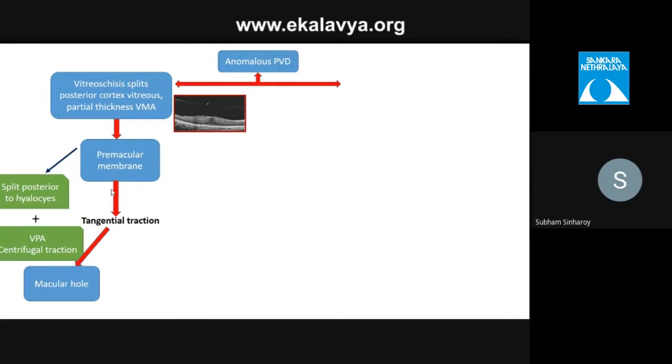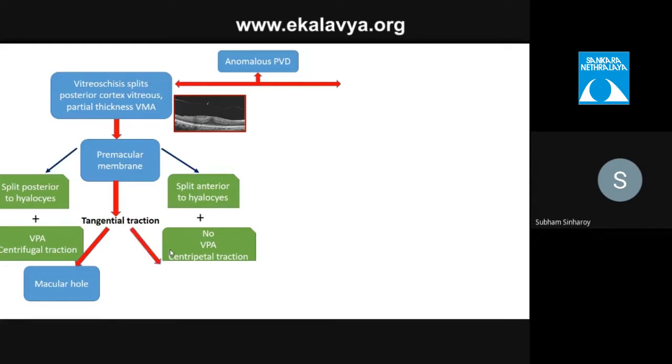But if the split is anterior to the hyalocytes, the hyalocytes will be left over, which means it will leave behind a thick hypercellular membrane just above the surface of the retina. Plus, if there is no vitreopapillary adhesion, this membrane will ultimately cause centripetal traction, that is, towards the fovea, because there is no vector to pull it in the direction of the optic nerve. So finally, it will lead to cellular proliferation and epiretinal membrane formation with a tangential traction causing a macular pucker-like situation.